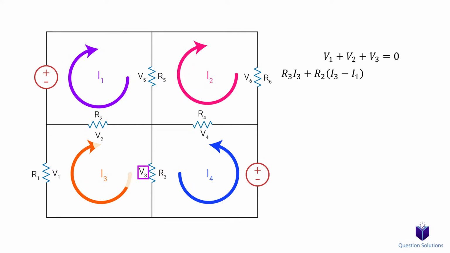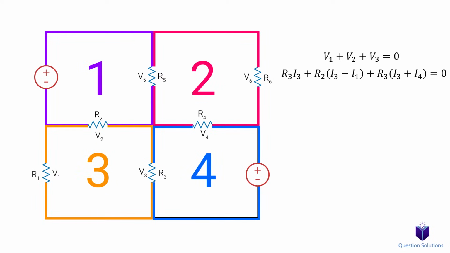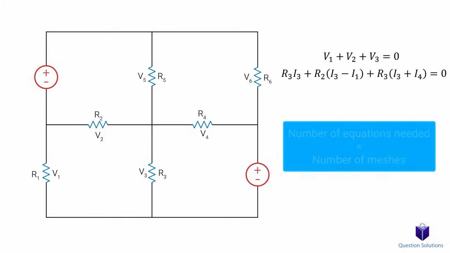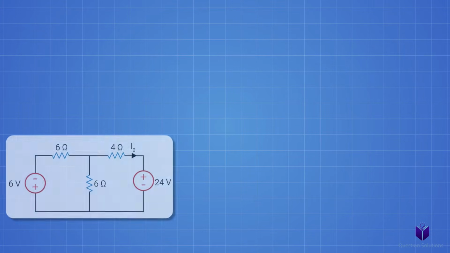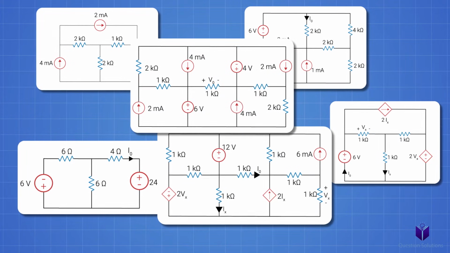Let's look at V3. Here we see that both I3 and I4 are going down and I4 is not opposing I3, so I4 will get a positive sign. So we have R3 times (I3 plus I4). What we wrote down is the basis for mesh analysis. Since we have 4 meshes in this circuit, we need 4 equations to solve for all the unknowns. It's always the same, so the number of equations you need is equal to the number of meshes in the circuit.